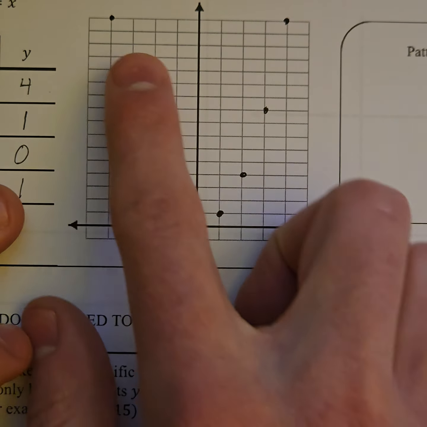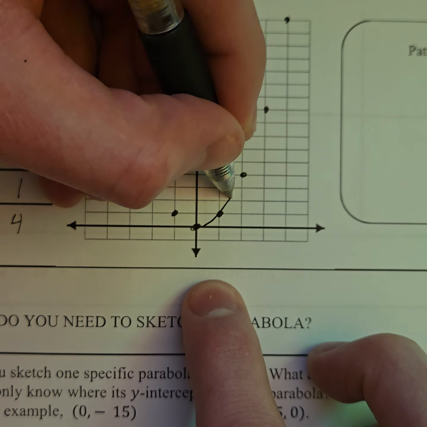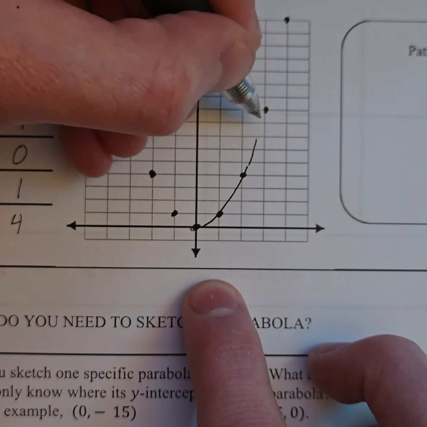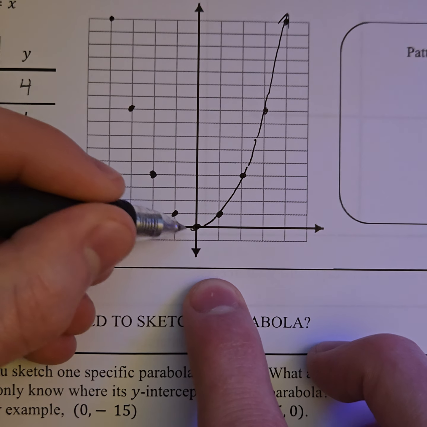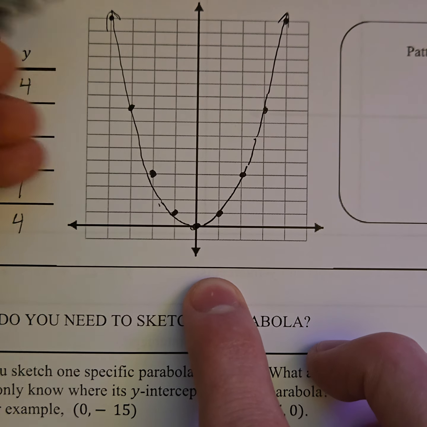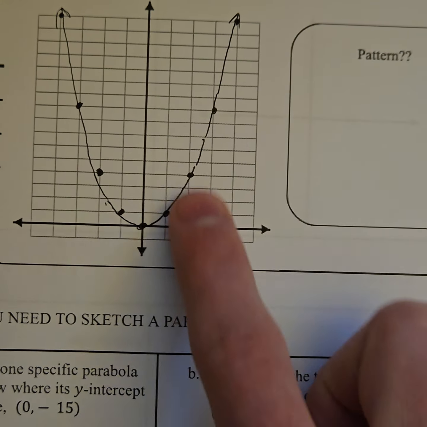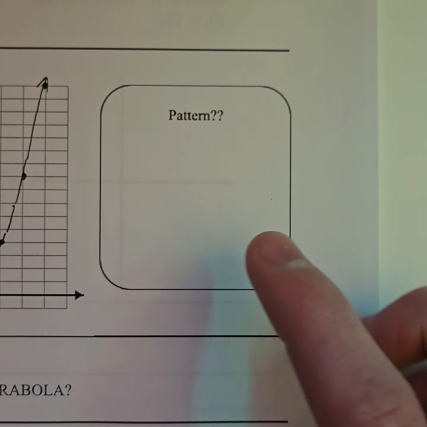So it has that sort of U shape that's going on here. And we can trace the line going through here. So go ahead and trace that line. Okay, try your best. All right, so there's our U shape. Okay, so let's write that down for our pattern here. Okay, it's a U-shaped graph.